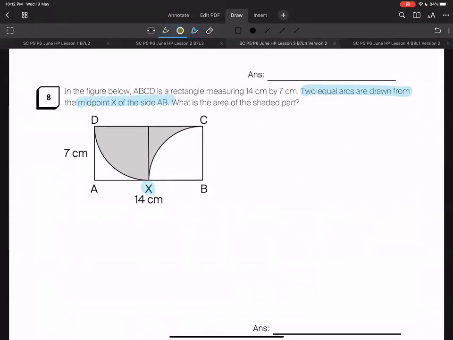Okay, so in this case, we are able to just adopt the rearrange technique, or you can call it cut and paste. You will get the area of a square. So the area of the shaded part is simply equal to the area of the square. 7 by 7, and that will give us 49. That's the area.